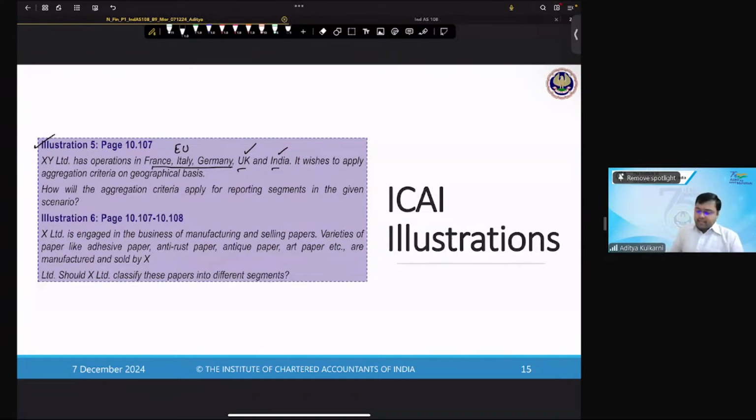X is engaged in the business of manufacturing and selling papers. Varieties of paper like adhesive paper, anti-rust, antique, art paper, etc. are manufactured and sold by X. Should X classify these papers into different segments? No. No, no, sir. So, all of our papers, they manufacture in the same process.